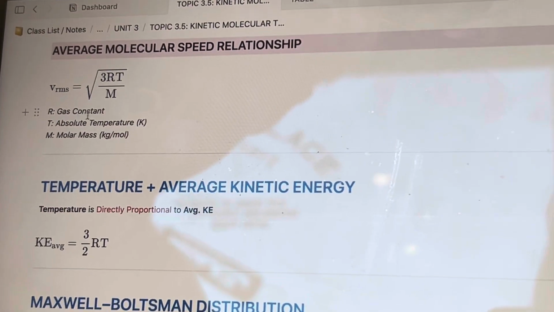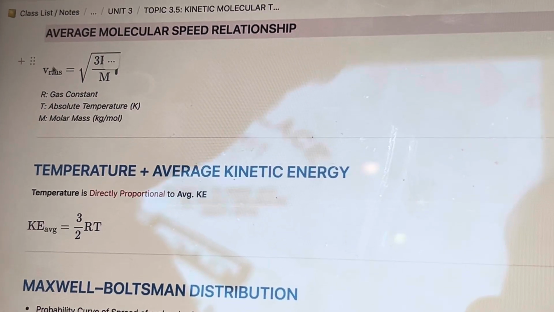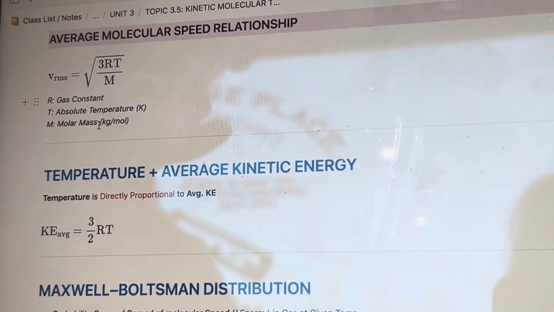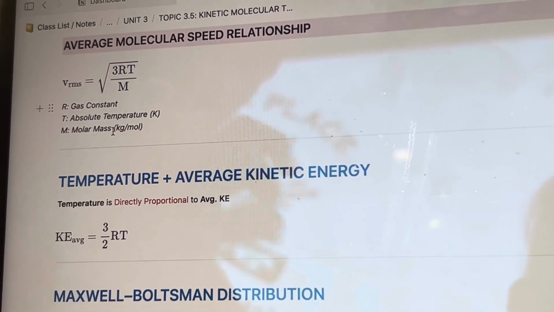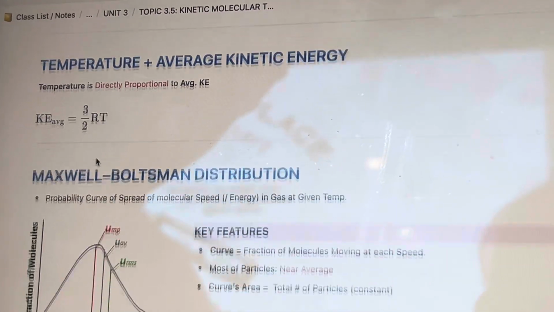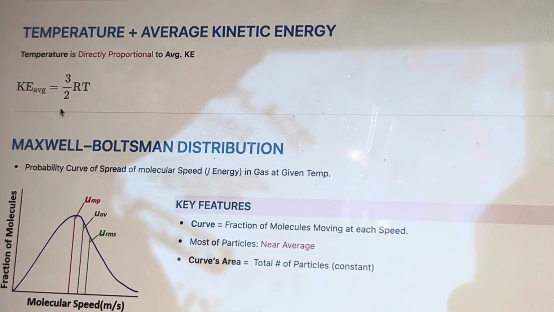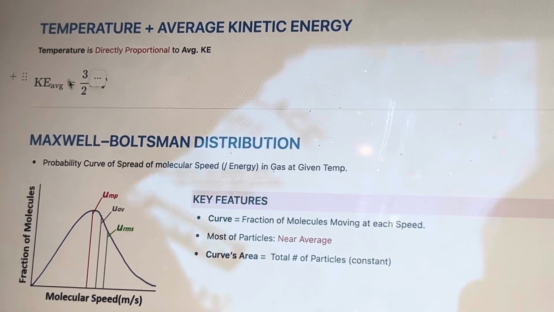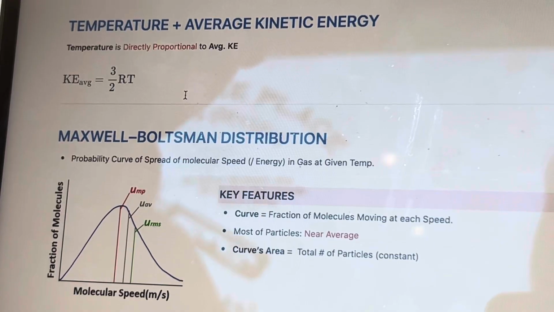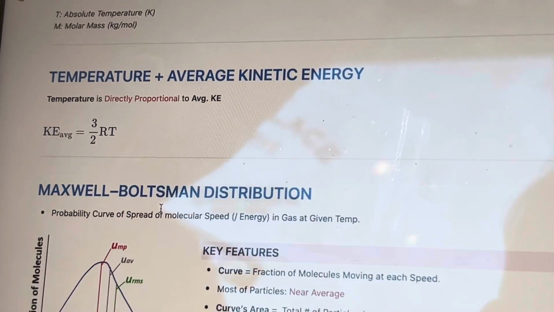So this is the average molecular speed relationship, where R represents the gas constant, T represents absolute temperature in Kelvin, and M represents the molar mass in kilograms per mole. And next one is another equation for temperature and average kinetic energy. So average kinetic energy is equal to 3/2 multiplied by the gas constant and temperature in Kelvin.